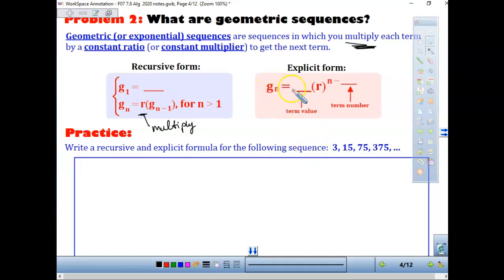The explicit formula looks very similar. G sub n, our term, equals g sub 1 times r, but instead of having it as a parenthesis n minus 1, we're going to put that up here as an exponent, and we are going to be putting the term in this way.